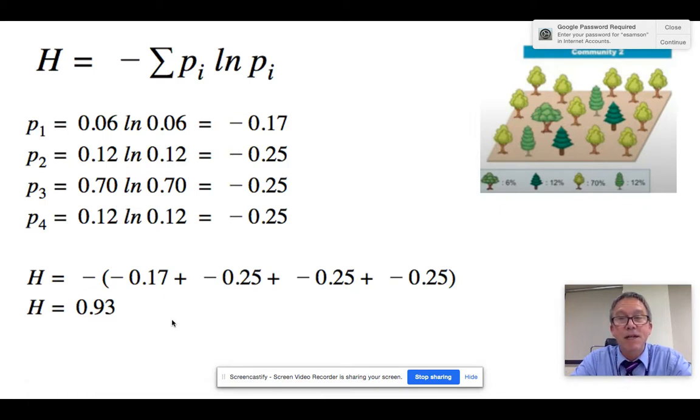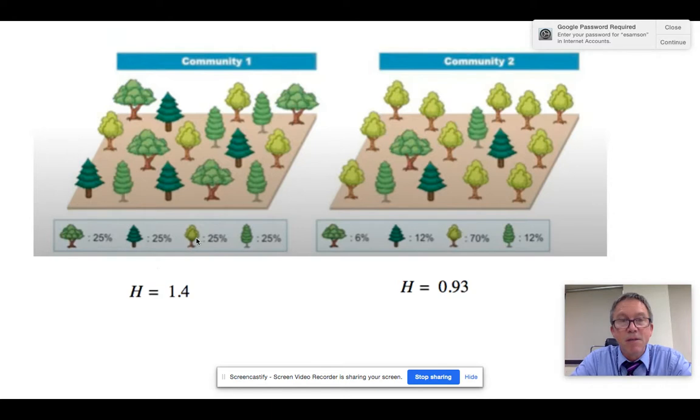So look, we said that this one was less diverse, and when we use the Shannon-Wiener index, what we get is the more diverse one got us a rating of 1.4, and the less diverse one got a rating of 0.93.